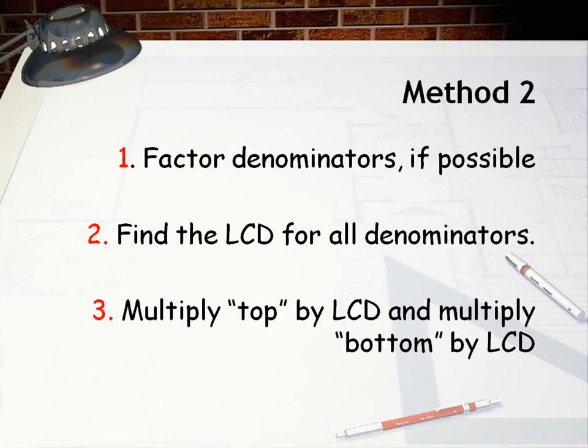So method 2 involves a few steps. The first step is to factor the denominators if possible. Then you need to find the LCD for all denominators in your fraction, and the last step is to multiply the top by the LCD and multiply the bottom by the LCD, and we say top for the numerator and bottom for the denominator.